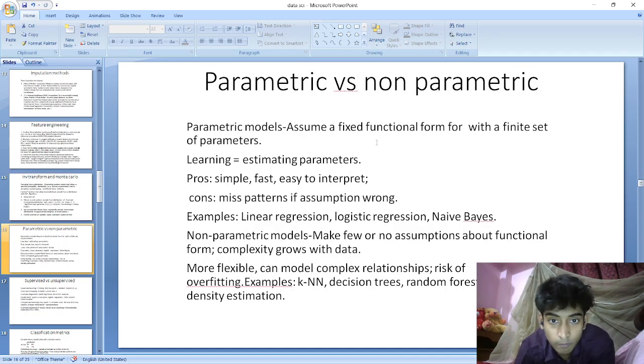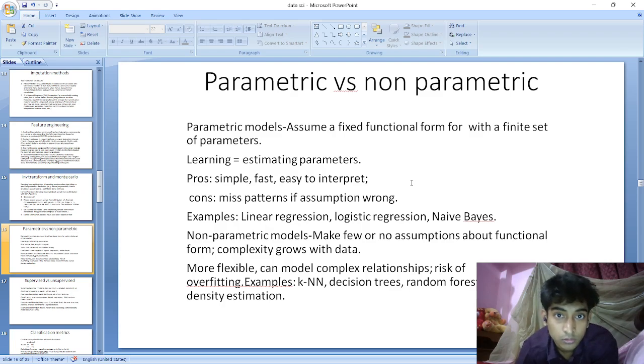So parametric models assume a fixed functional form with a finite set of parameters. Basically, it assumes the form of the function in advance, and based on that, our problem boils down to finding or estimating the parameters only. Here, the pros are that it is simple, fast, and easy to interpret.